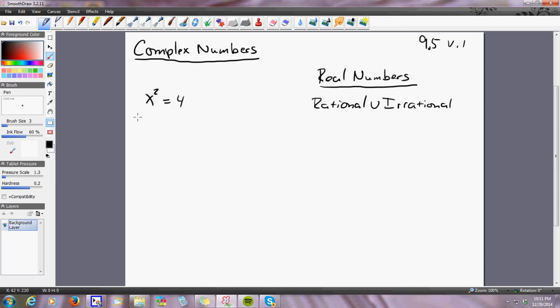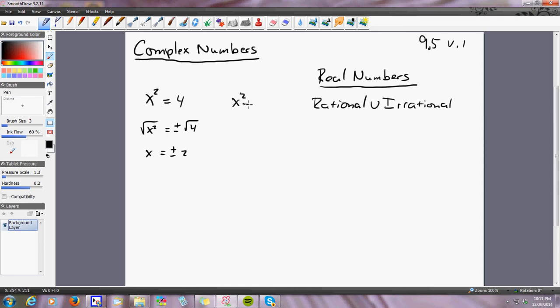Well, let's take a look at this. If I had x squared equals 4, I could take the square root of both sides, and you get this, and then you end up with plus or minus 2. And what happens is, when I plug positive 2 into x squared, I get 4, and if I plug negative 2 into x squared, I get 4, and that's great.